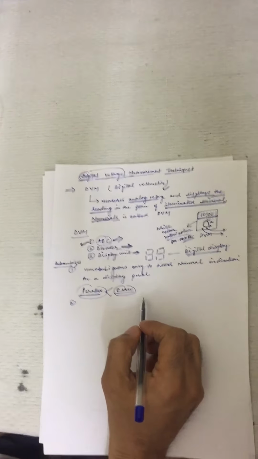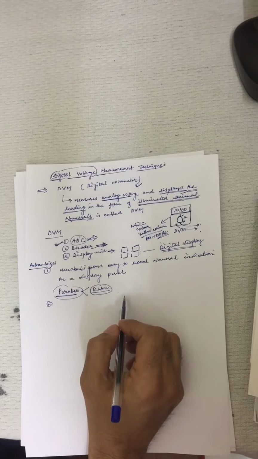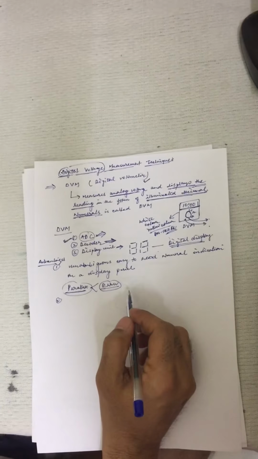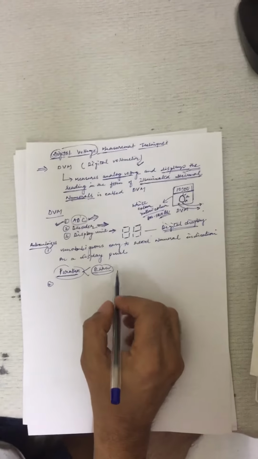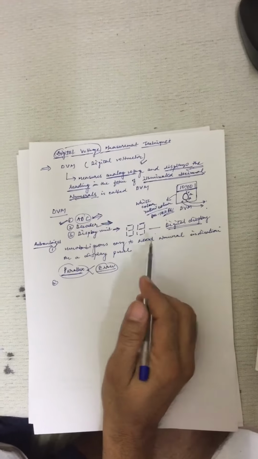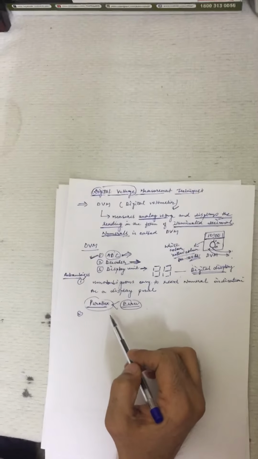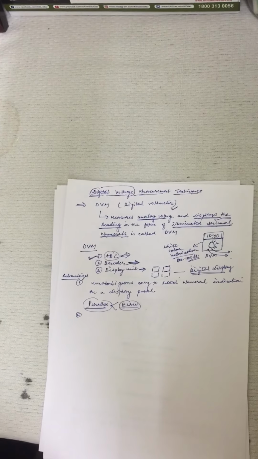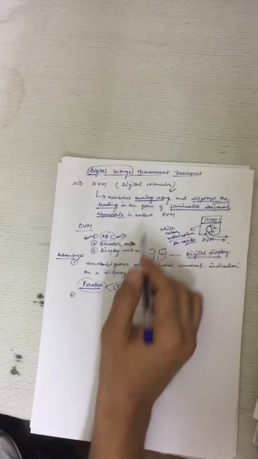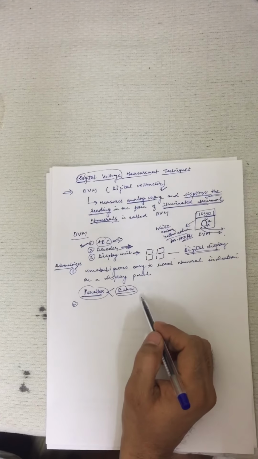One more additive advantage of using a DVM is that a number of signals can be processed simultaneously. Suppose we have 2 or 3 signals, all of these can be processed and displayed based on the priority level set by the instrument. So these are the advantages. If we recall, there are 3 to 4 advantages of using DVMs in digital voltage measurement techniques over analog voltage measurement.